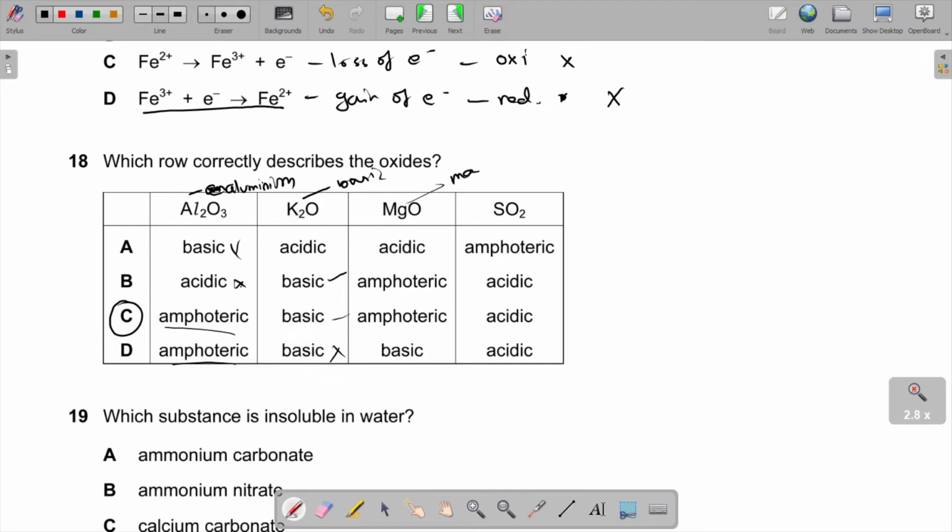Then we have magnesium, and then we have sulfur. Oh no, this is actually correct. So this could also be basic. So the answer is not C. Let's try to read it a bit. Magnesium is not amphoteric. Sulfur is acidic, but magnesium is not amphoteric. It's a metal oxide which is basic, just like potassium. So the answer is D.